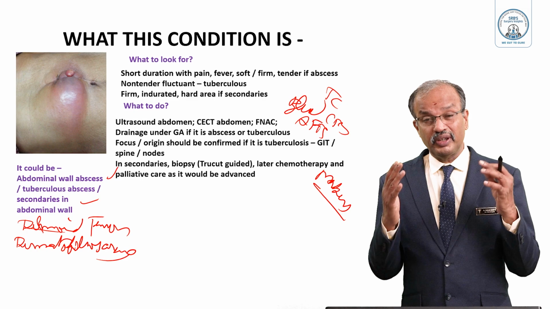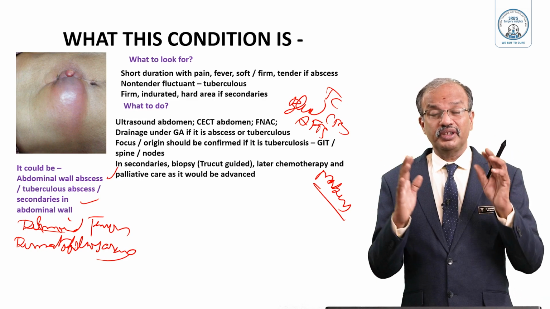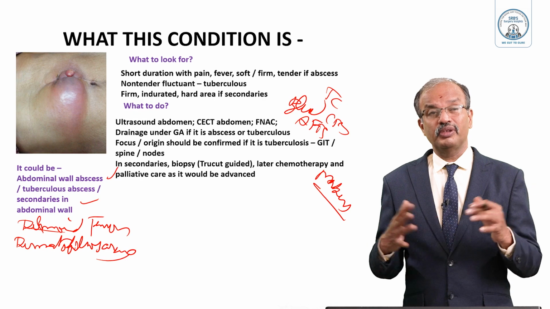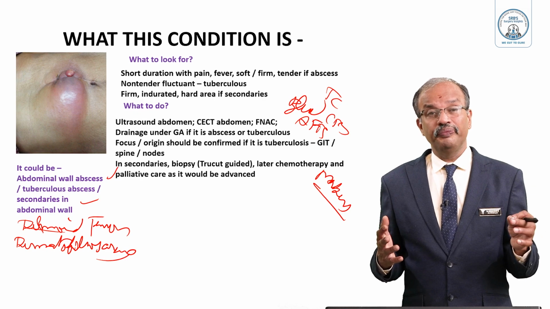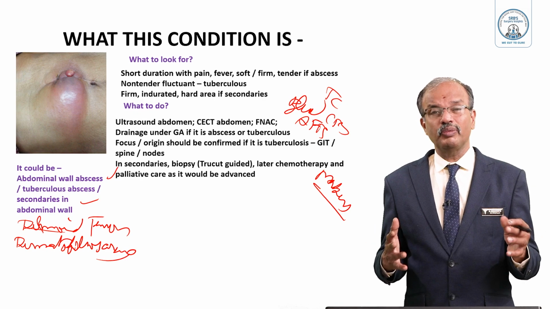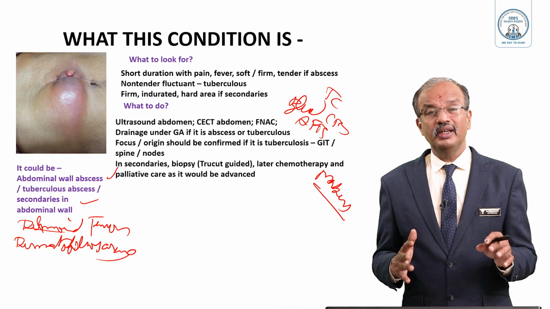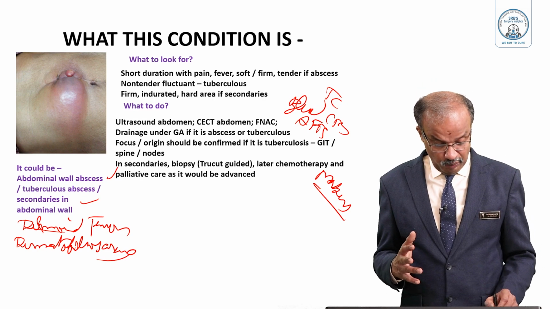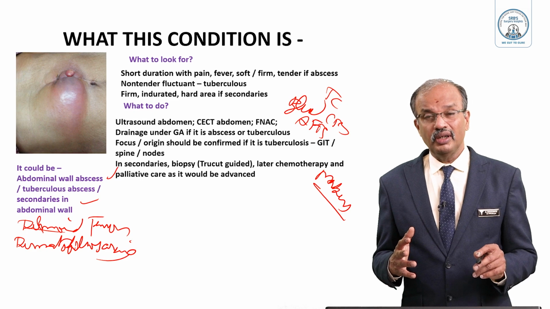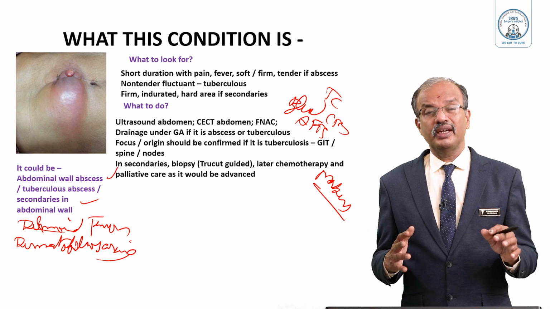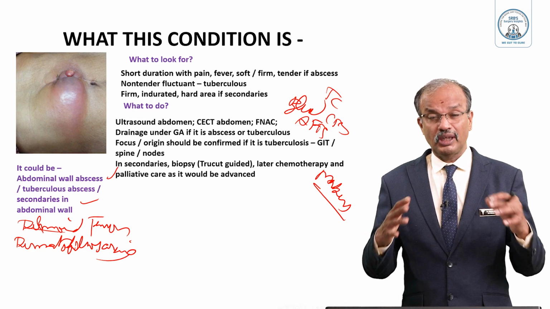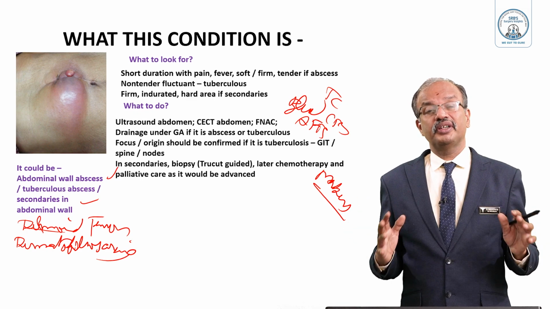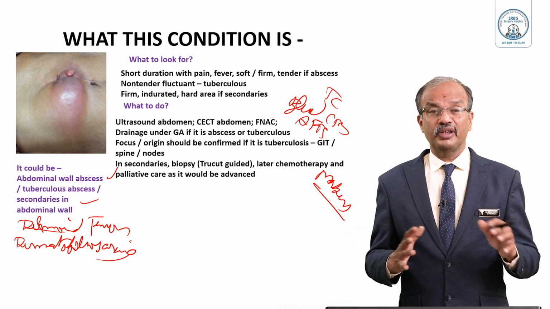If it is tuberculosis, also drain it, but find out the focus of the GA, spine, lymph node. If it is secondary, do a true cut biopsy, do immunohistochemistry, then find out the primary, then treat accordingly. Mostly chemotherapy, because if there is a secondary in the abdominal wall, it is rather advanced. If localized malignancy like desmoid tumor and dermatofibrosarcoma, take a true cut biopsy, confirm it, then wide excision in the abdominal wall. You may have to place mesh, you have to do a proper reconstruction with the help of a reconstructive surgeon.